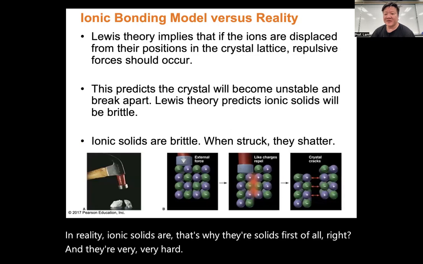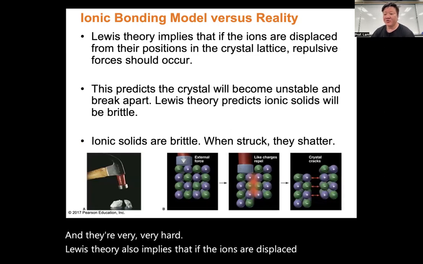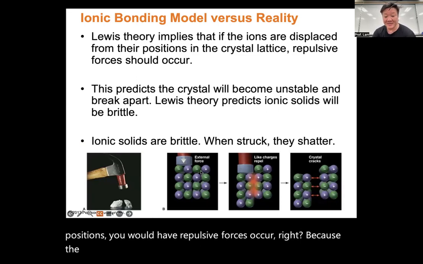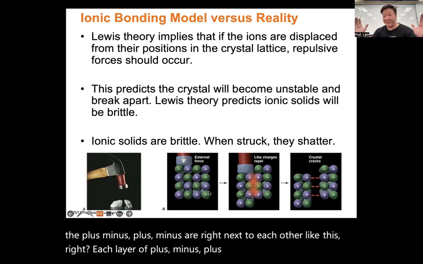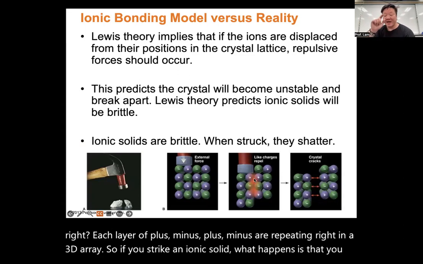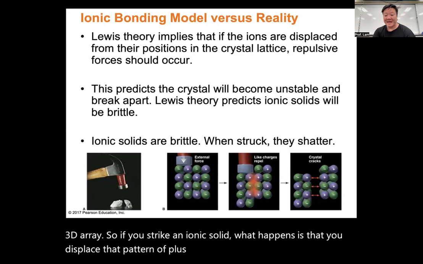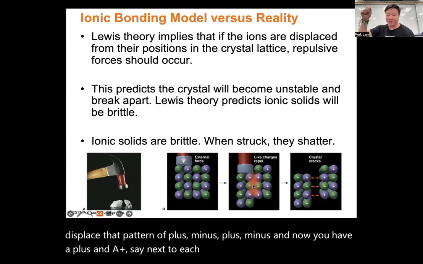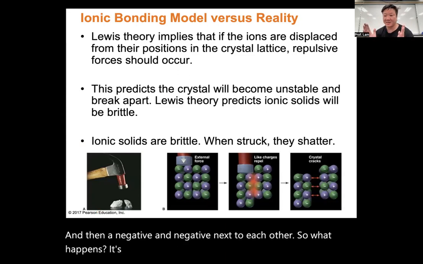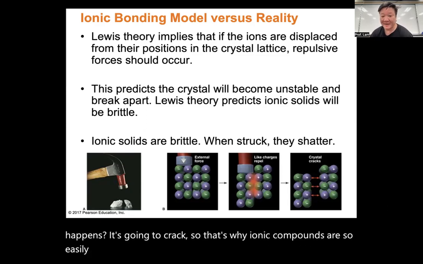Lewis theory also implies that if the ions are displaced from their positions, you would have repulsive forces occur, because the plus minus are right next to each other like this. Each layer of plus minus are repeating in a 3D array. So if you strike an ionic solid, what happens is that you displace that pattern of plus minus, and now you have a plus and a plus, say, next to each other, and then a negative and negative next to each other. So what happens? It's going to crack. So that's why ionic compounds are so easily cracked if you put pressure on it.